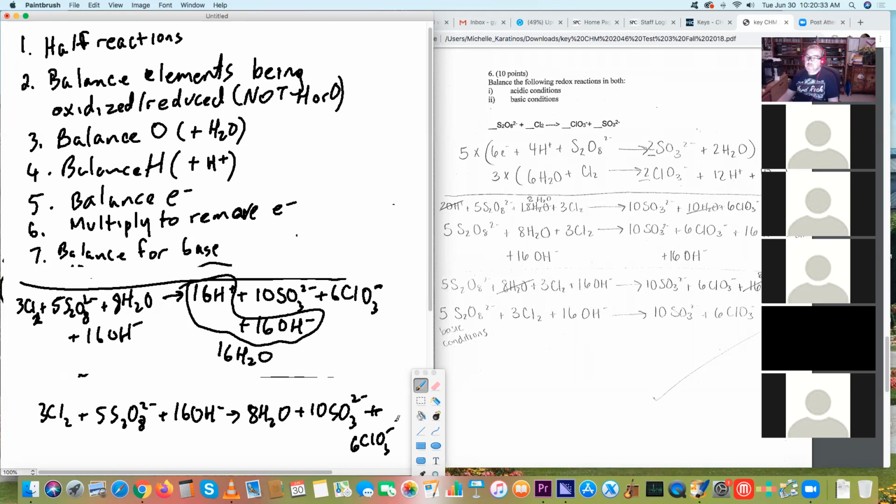Just to be positive, you subtracted the 8 H2O from the left side from the right? Well, I had 16 on the right and 8 on the left. So that would leave me with 8 on the right. Okay. All right, any questions? Any questions about this?